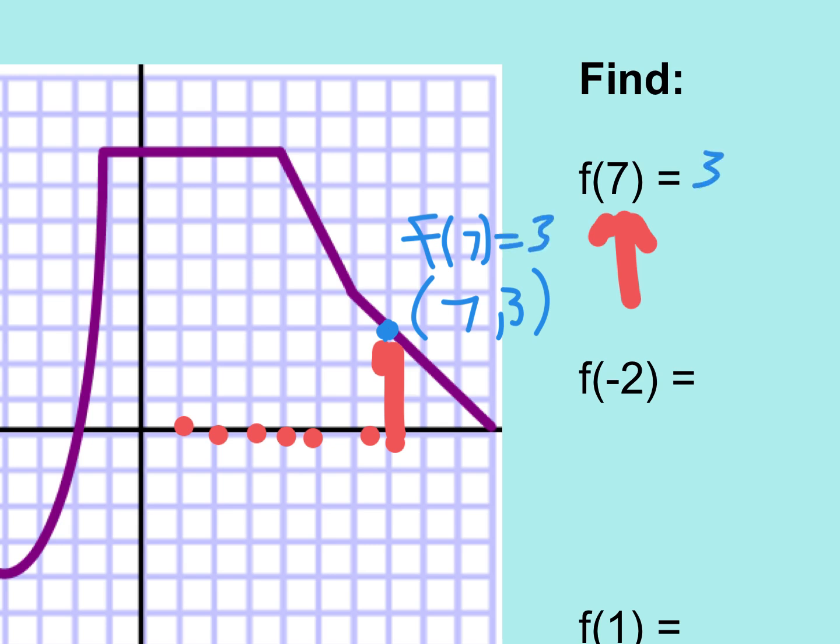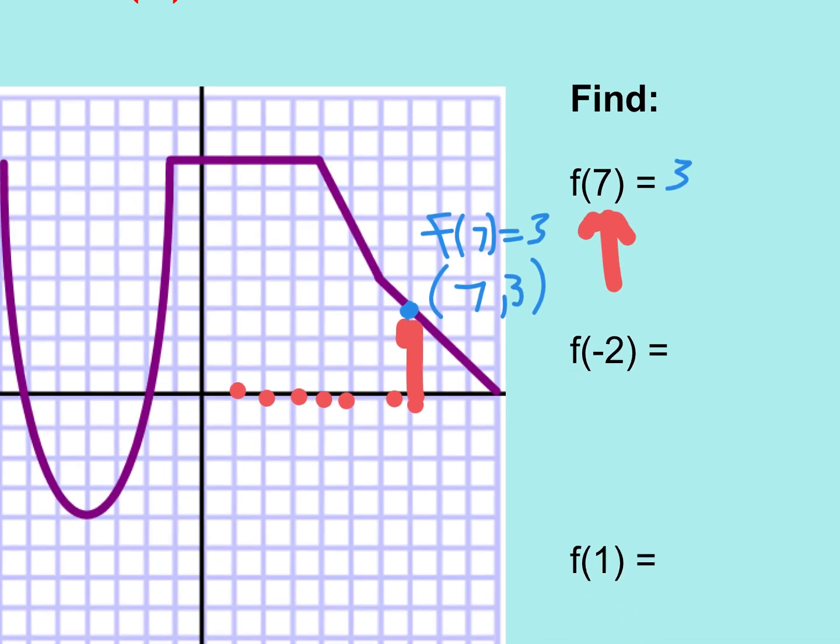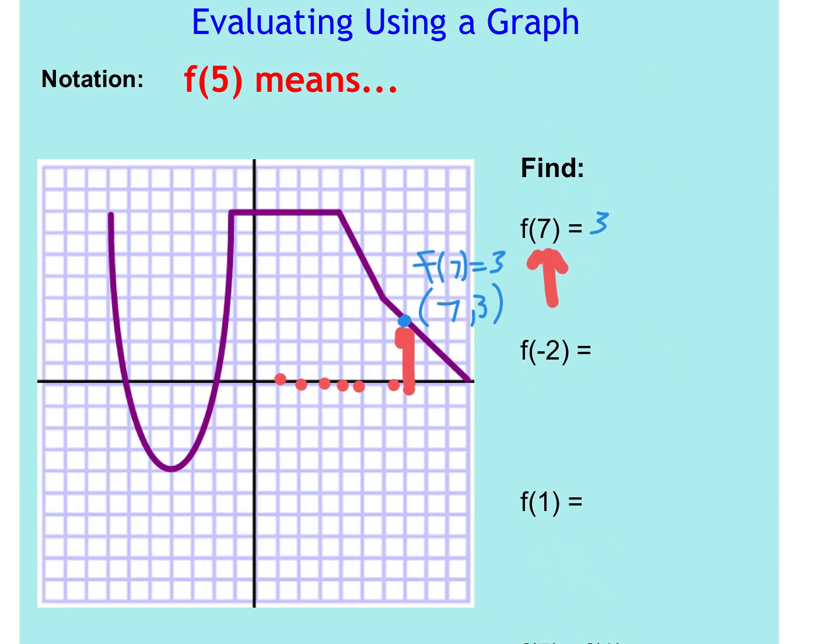See? Every point is a function. Well, it's not really, but you can write it as a function. All right. If you got this, figure out f of negative 2.